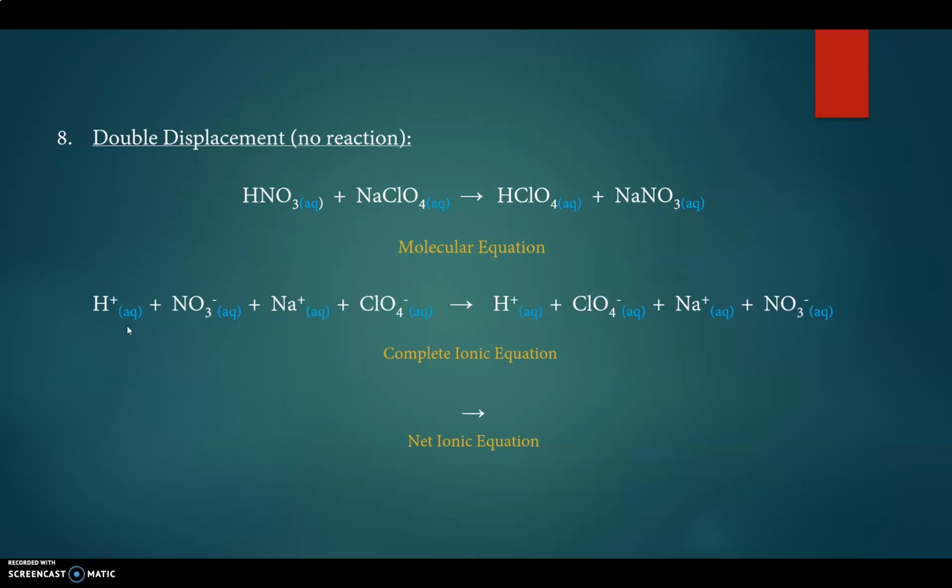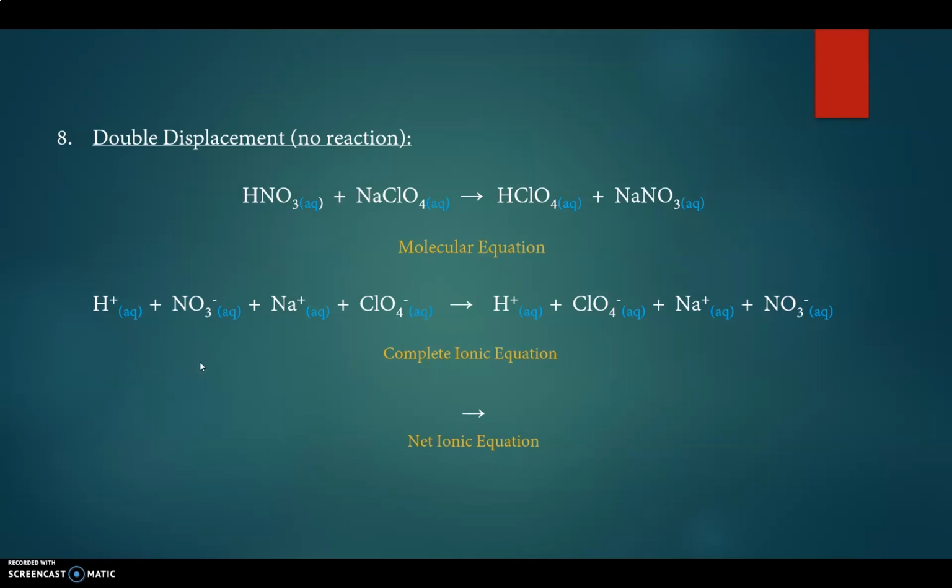So nitric acid is a strong acid, so it dissociates. Sodium perchlorate is an aqueous ionic compound, so we dissociate that. Perchloric acid is a strong acid, it dissociates. And sodium nitrate is an aqueous ionic compound, it also dissociates. If we cross out all of the spectator ions, the hydrogen ions, the nitrates, the sodium ions, and the perchlorates, they're the same on both sides. They all cancel out, and our net ionic equation is nothing but an arrow.